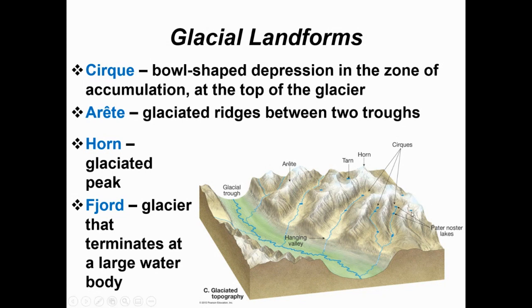And then you can see some other minor features like tarns and paternoster lakes. Those are just different types of lakes found within these valleys. And the last thing is a fjord, which isn't shown, but a fjord is a glacier that terminates at the ocean or some large body of water. So most of the glacier is on land, but the very end of it at the bottom, the terminus, actually floats on the water like an ice cube.